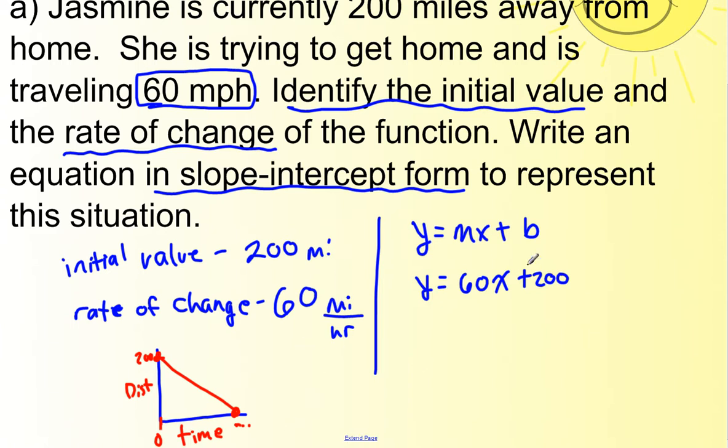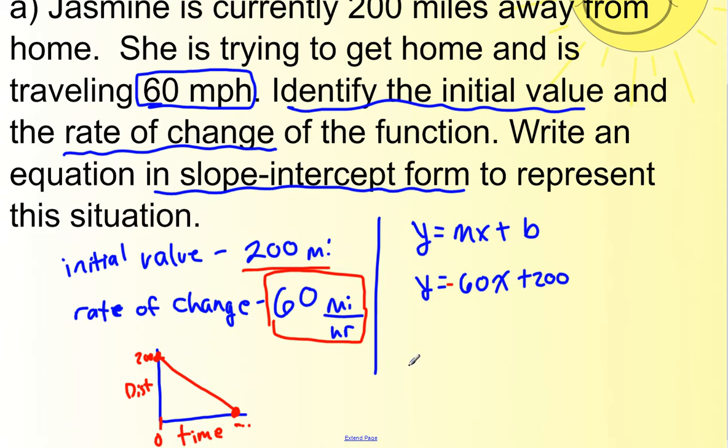Now, this equation we have here is very close to right. The only thing that would make this different is that our slope needs to be negative. And you're going, why does our slope need to be negative? Well, if she's starting 200 miles away from home and she's trying to get home, this rate of change is how quickly she's getting home. So every hour, her distance from home is getting smaller.